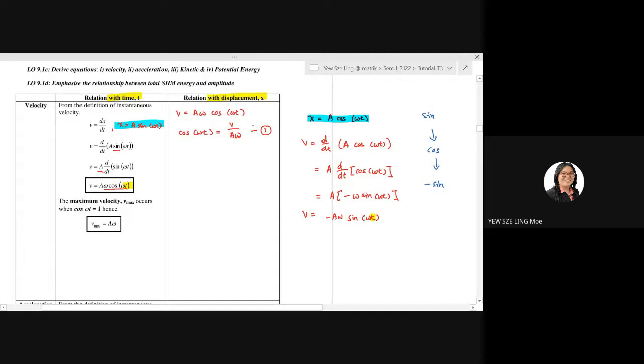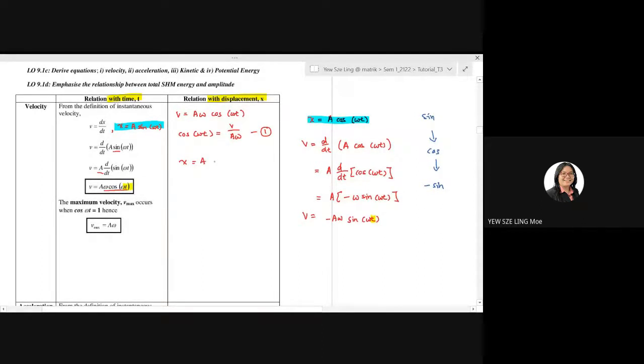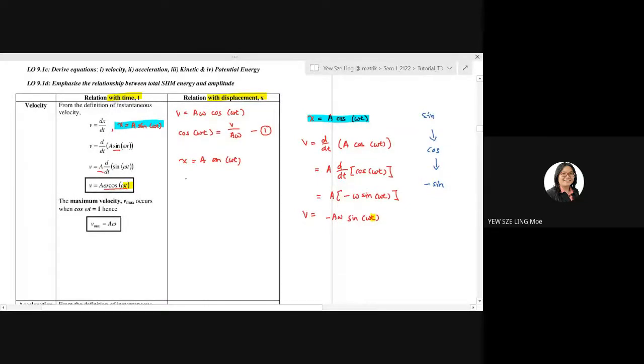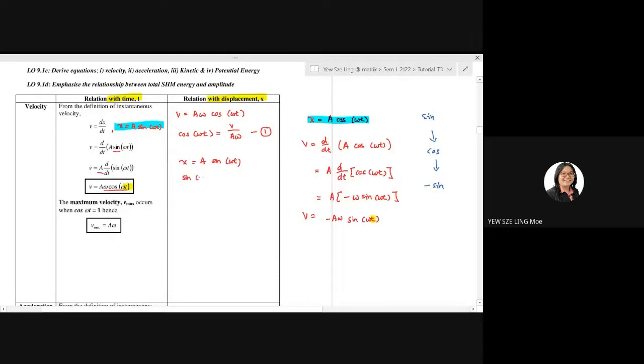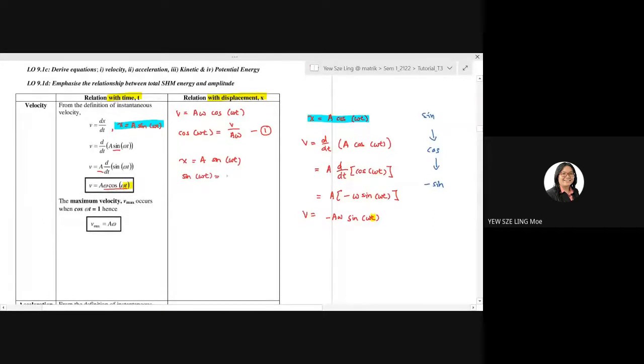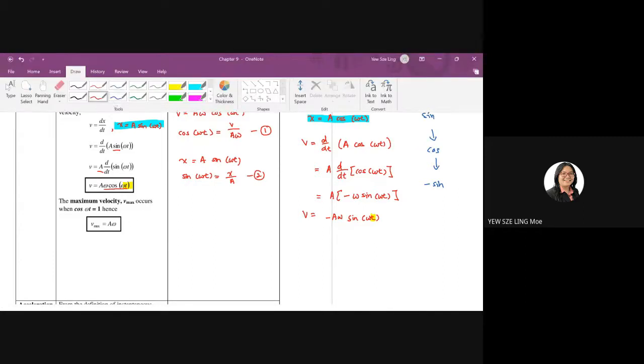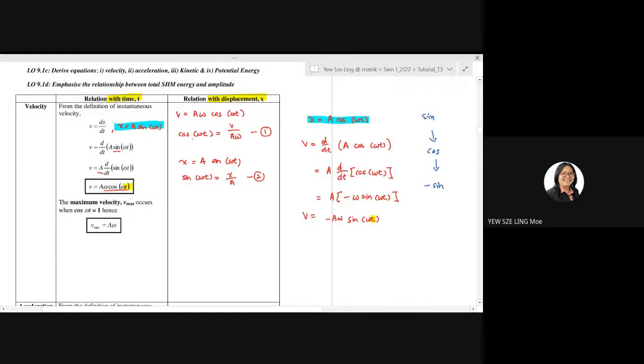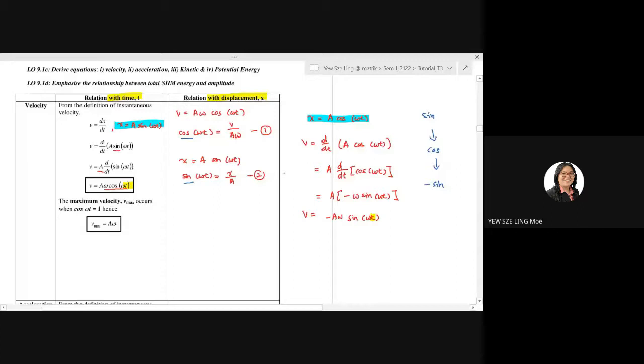Now you want to look at the relationship between v and displacement. So obviously the second equation that we're going to look at is x. The general equation for x is x equals A sin omega t. Again, I'm going to rearrange it to get sin omega t equals x over A. This is my second equation. Now, how am I going to link these two equations together? I have equation 1 in terms of cos, and equation 2 in terms of sine.